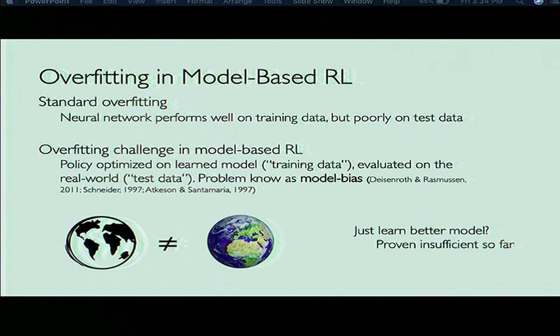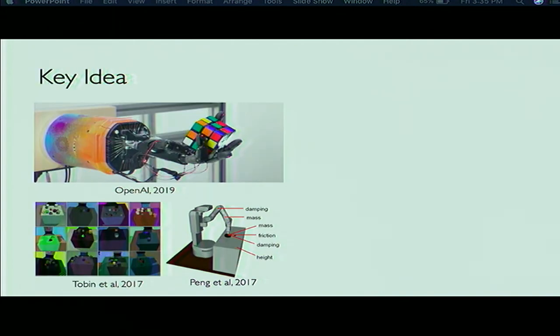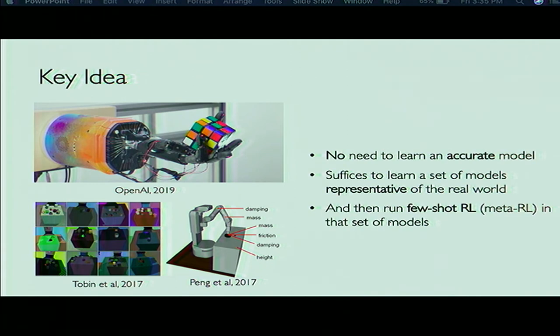What people have been trying to do over the last years is just try to learn a better model. However, learned models are not the real world, so there will always be a mismatch between the real one and the learned, which can lead to catastrophic failures. What we do instead, we draw inspiration from recent work on domain randomization and dynamics randomization, where essentially they've proven that you actually don't need accurate models. What you just need is a lot of diverse, inaccurate models. And then you just need to learn a robust policy or adaptive policy.